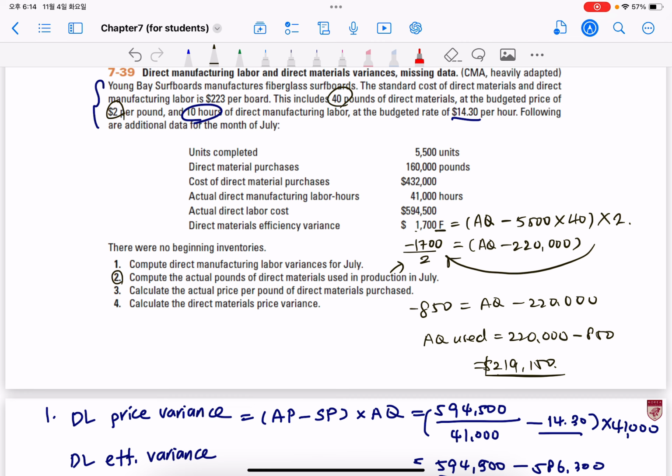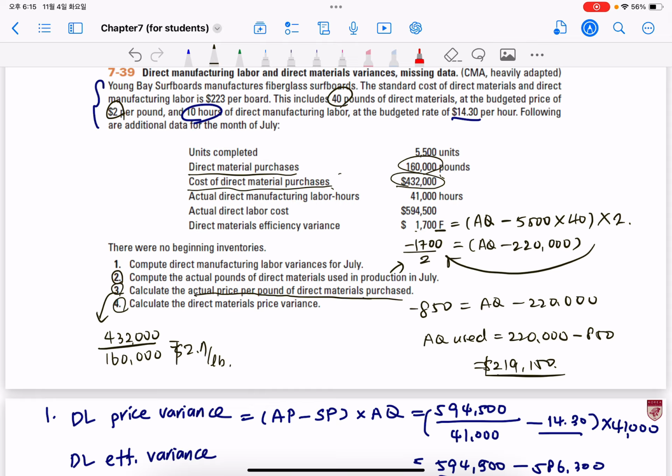Now moving on to 3. This is about actual price per pound of direct material purchased. Okay, so for that, we can use these two information, right? The cost of material purchase and material purchase quantity. So actual price is nothing more than dividing this actual purchase cost by the purchasing amount. Okay, so when you do that following, you will be getting 2.7. Okay, so that's easily done, right?